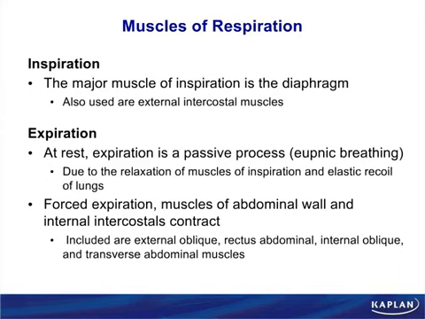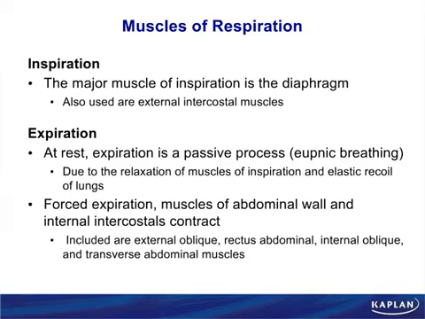In order to force air out, we contract the abdominal muscles and the internal intercostals. There are some other muscles that are involved in that as well. But bottom line, when we contract these muscles, we're going to force air out. This is called a forced expiration. When we contract these muscles, we're going to take the chest and push it down and in.